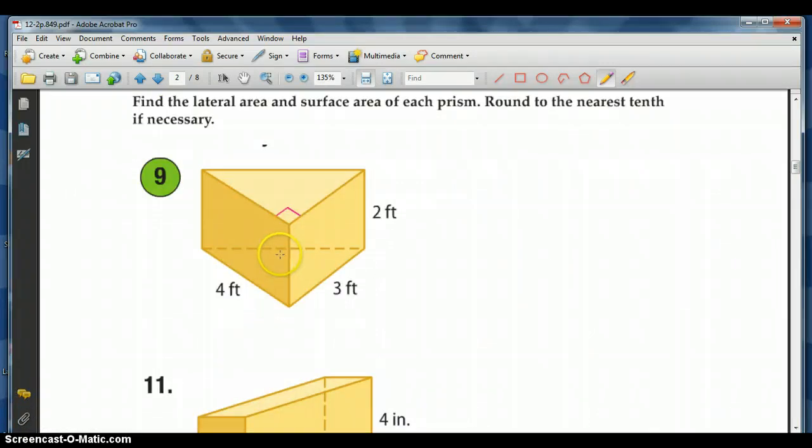Number 9, find the lateral area and surface area of each prism, round to the nearest tenth if necessary. Formula for lateral area is the perimeter times the height. So we want the perimeter of the base. So first we have to determine what is the base. It's not always the plane that it's sitting on.